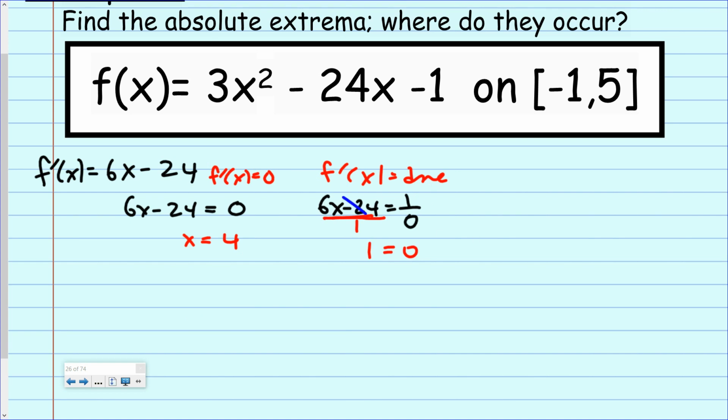Well, that's so messed up, okay? So actually what happens here is you get no critical points. But over here, you get a critical point of 4. You guys see that? So I have one critical point, which is 4.